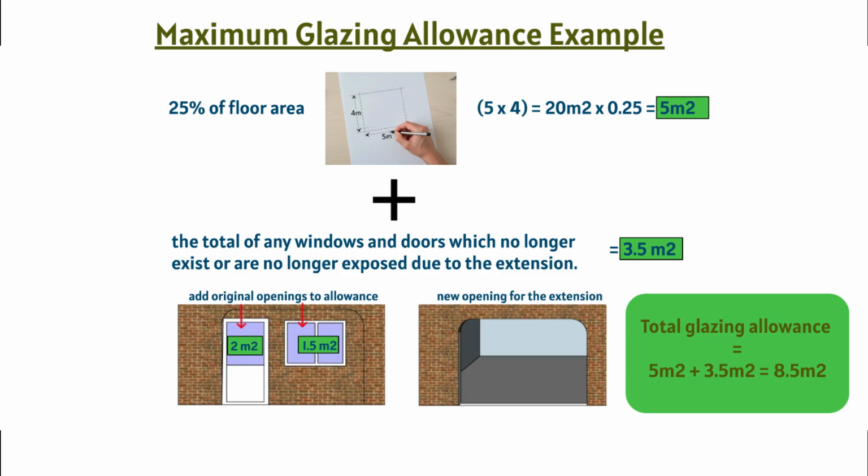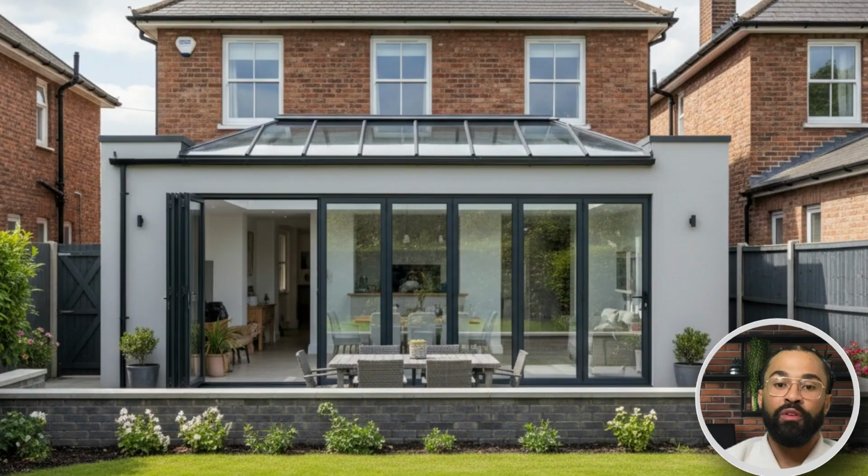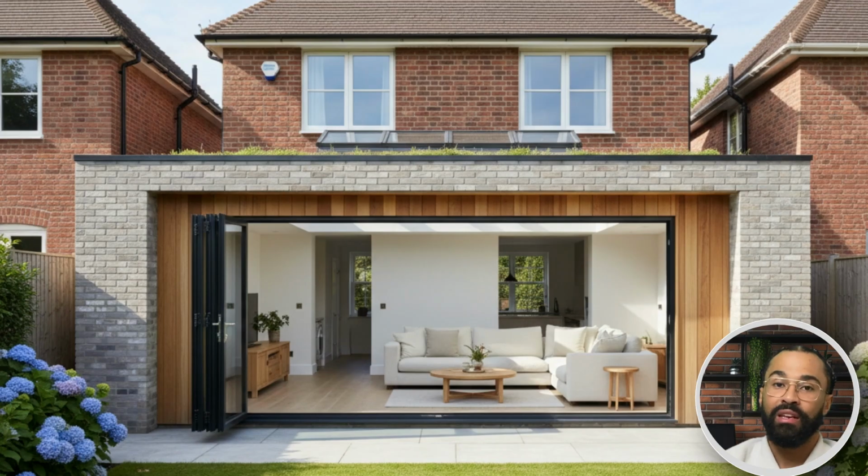So that's 25% of 20, which equals 5 meters squared, plus the total area of the windows and doors which no longer exist or are exposed due to the extension. This gives us 2 meters for the door and 1.5 meters for the window, which totals 3.5 meters. So our total glazing allowance in this example is 5 meters plus the 3.5 meters, which equals 8.5 meters. Now, with modern extensions having bifold doors and roof lanterns, the glazing threshold is easily exceeded.